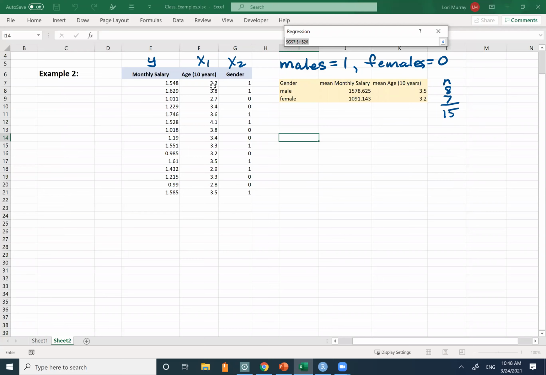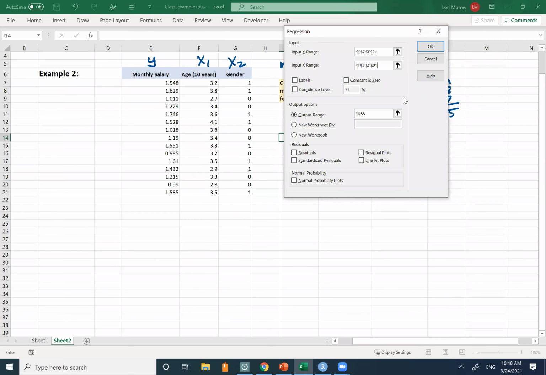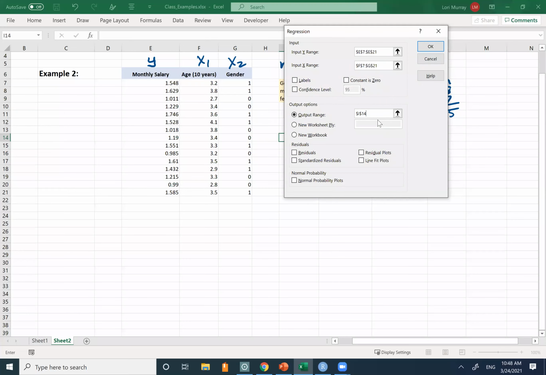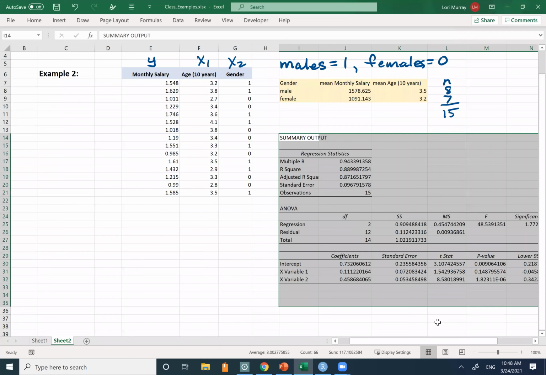Put in the X, so the age and the gender. So I'm highlighting both columns to get that full array. And then the output, let's put it right where that is so we can all see it. And I don't want anything else. I just want all that output. There we go.